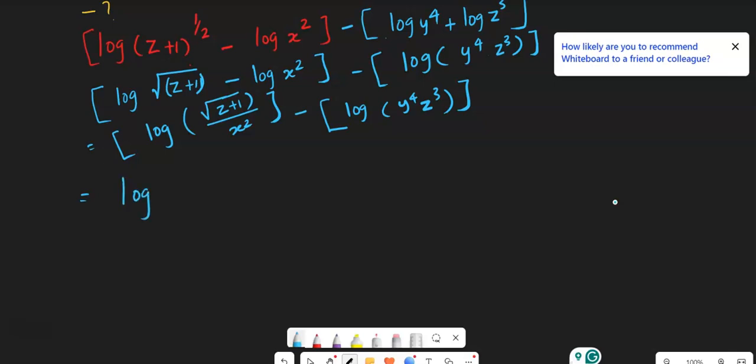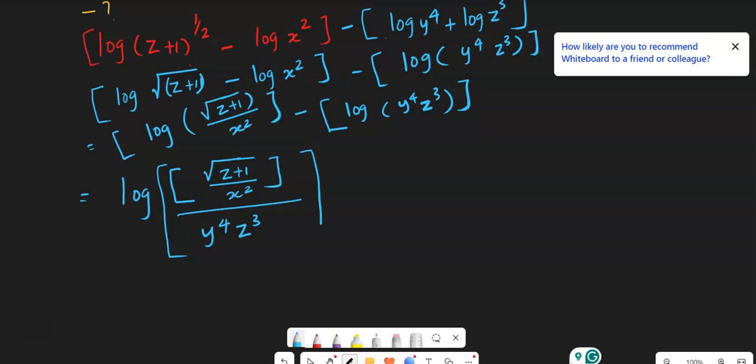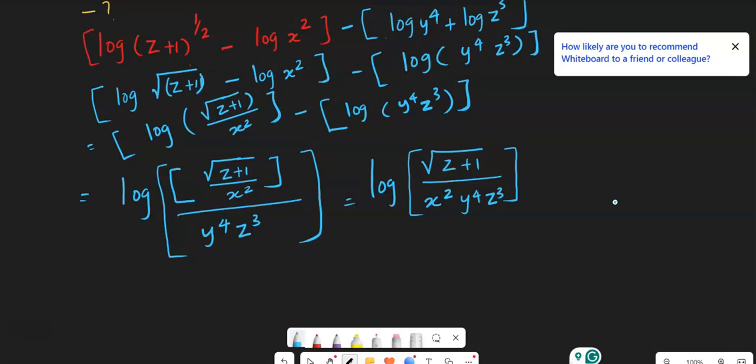We can write log a as square root of z plus 1 by x squared, by y to the power 4 z to the power 3. Okay, this is the answer. We can write this answer like log of square root of z plus 1. This is a fraction, this is another fraction, so reciprocated: z plus 1 by x squared y to the power 4 z to the power 3. So this is the most simplified, or combined, form of this second question.